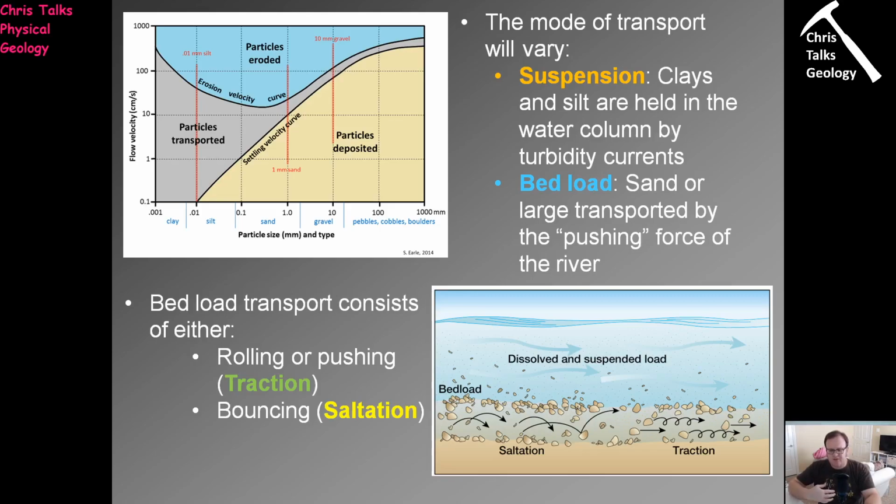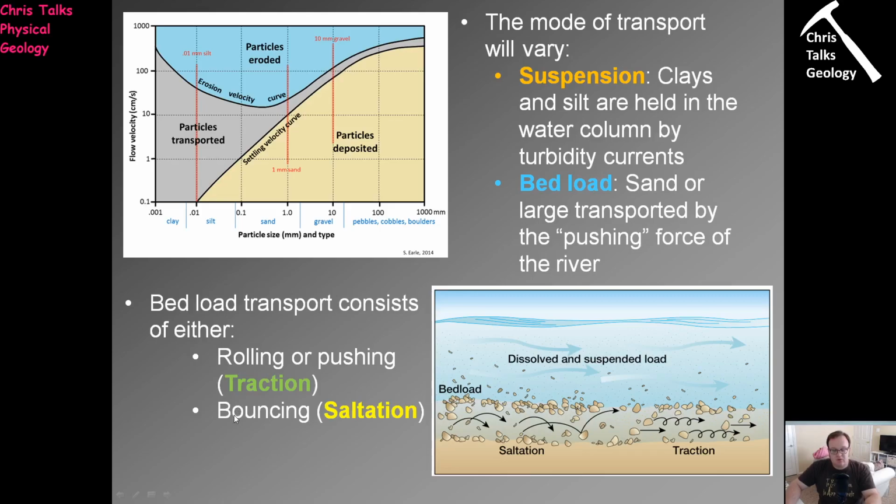So it's got to be an environment like the deep ocean, a lake, or the floodplain either side of a river, for instance. Now, larger particles, typically sands, gravels, etc., will be moved as part of the bed load. So the bed load is the material that is found on the bottom of the river. Now, in order to move material as part of the bed load, it's typically moved by one of two methods. The first method is traction. So traction is simply the force of the water hitting the particle will just push it or roll it along on the bottom of the river.